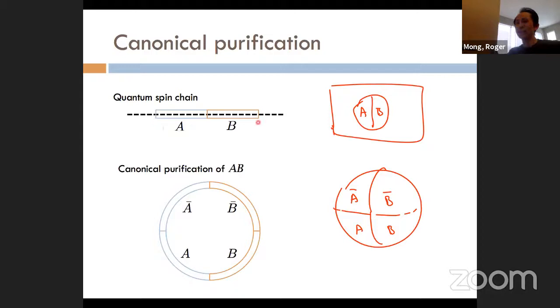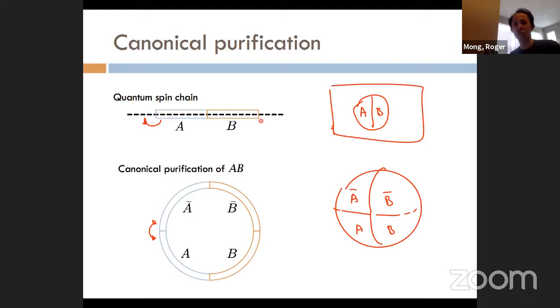AB typically will not be a pure state. If AB was a pure state, its canonical purification is really boring. It's basically just the product of two pure states. So you expect A to be entangled with the environment right here. That entanglement in the canonical purification manifests itself as entanglement between A and A bar. So in some sense, yes, the canonical purification is a very technical procedure, but you can think about the output it produces as mimicking the original system a bit, and it reproduces entanglement with neighboring cells.